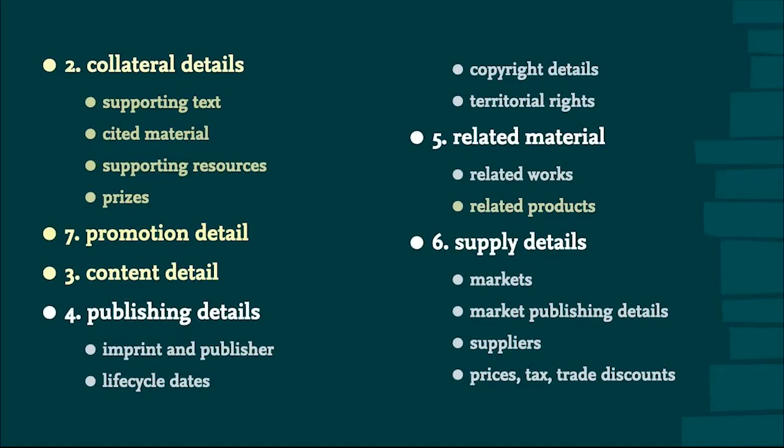So these are the other parts of the ONIX 3 message. And again, it's the ones in yellow that I think bear a relationship to this diversity question. Collateral details, that's where you send most of the marketing information: your descriptions, table of contents, reviews, book cover. I'm going to be looking at some aspects of that later on in the webinar.